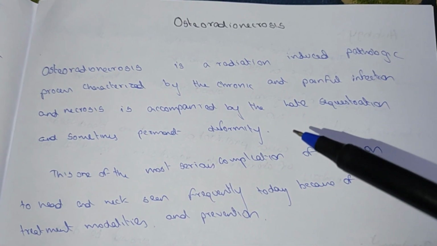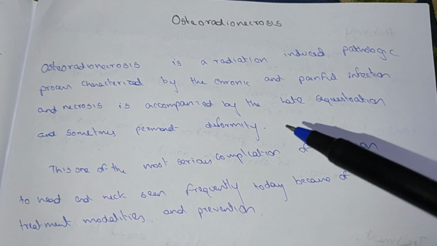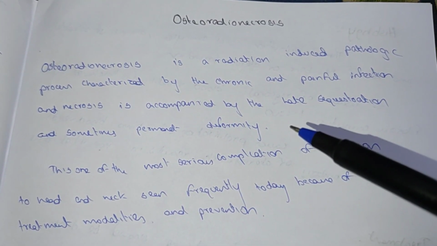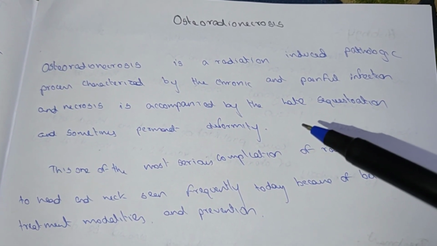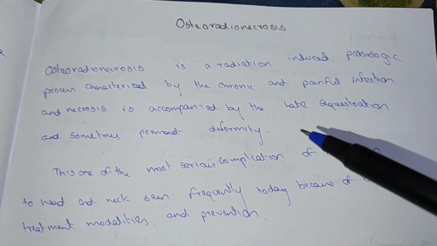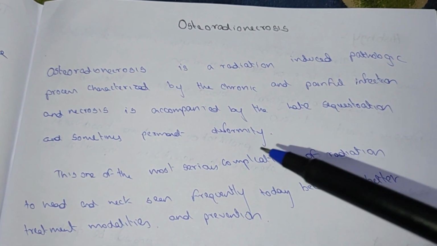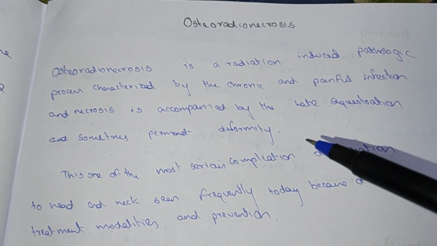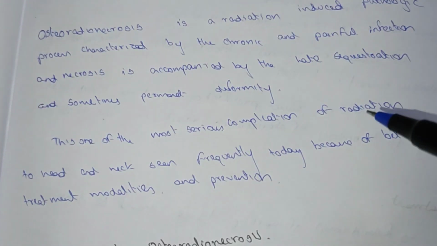Osteoradionecrosis is a radiation-induced pathological process characterized by chronic and painful infection. The infection will be long-standing, it slowly grows and it is very painful, and this leads to necrosis accompanied by the late sequestration and sometimes permanent deformity. The part which gets osteoradionecrosis doesn't work, which is known as permanent deformity.